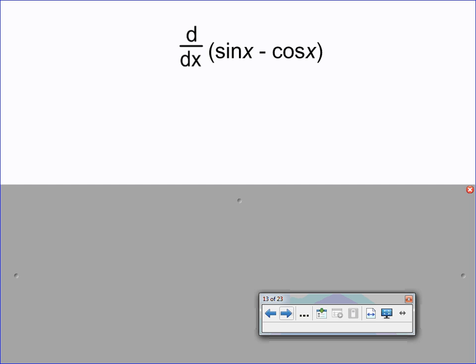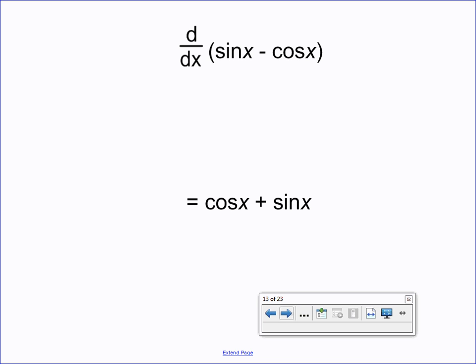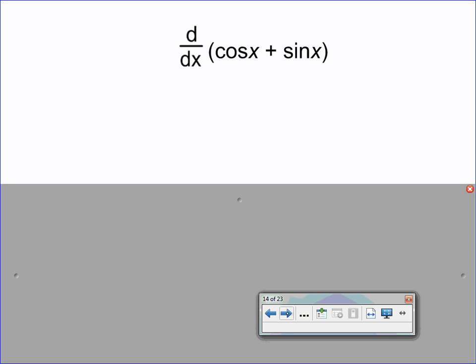Unintentional, but I meant to do that. Number 6. Cosine of x plus sine of x. You're correct. Good job. Nice job with signs. Positive versus negative.